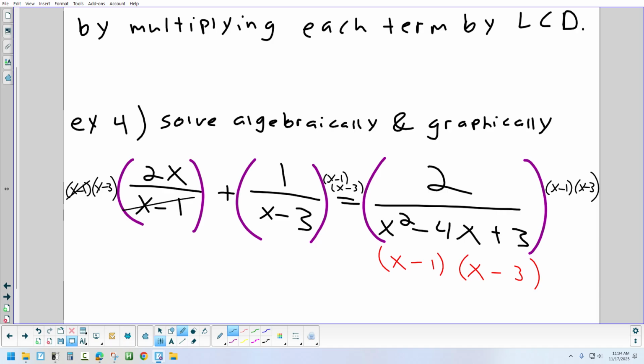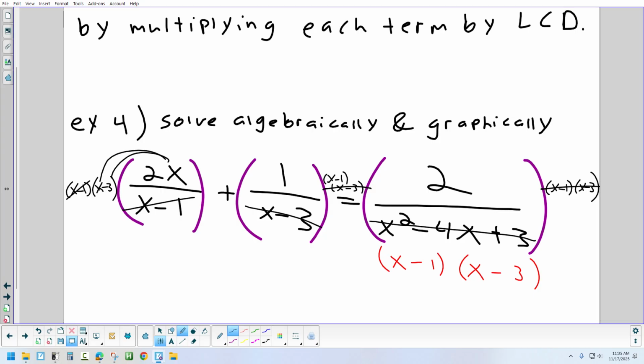What would cancel in the second fraction? X minus 3. And what would cancel on the right-hand side? The whole denominator. Because this is that. Now, anything you have left is a distributive property. So just be careful when we do this out.